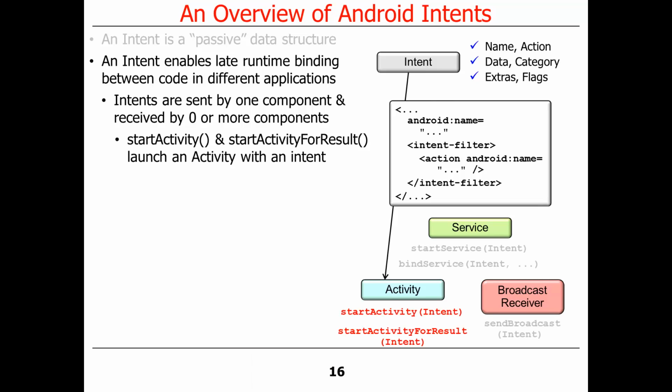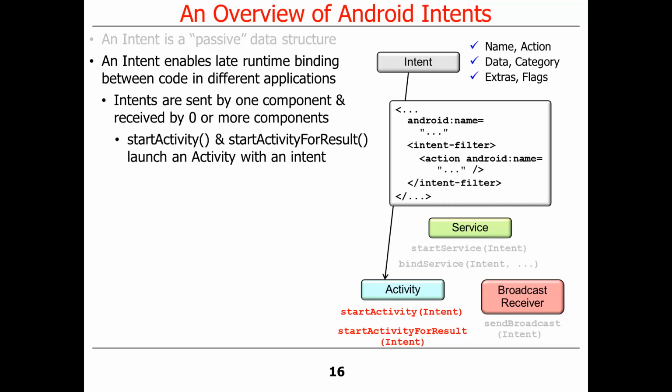So there are three basic classes of components that can get started by intents. One of them is the activity, and the way in which you start up activities with an intent is to use start activity and start activity for result. Both of those methods will be used in programming assignment number 3. So you will become well versed with starting activities and starting activities with result.